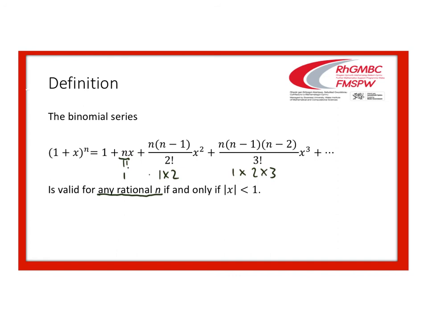In the denominator, we're always going to write a factorial involving integers. We're starting from 1 and counting up to the power of x. In the numerator, we start at n and we count down from n the number of terms that we have in the denominator. So the first term we just had n. Second term we've got 2 terms, so we do n minus 1. Third term we've got 3 terms, so we do n minus 1, n minus 2. Learning the pattern means that you don't have to learn the formula. The pattern's far simpler to use.